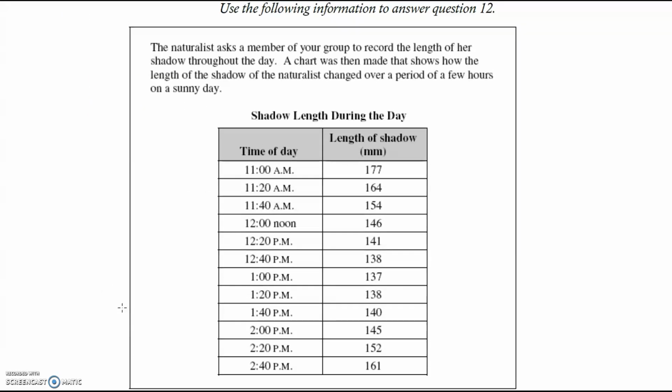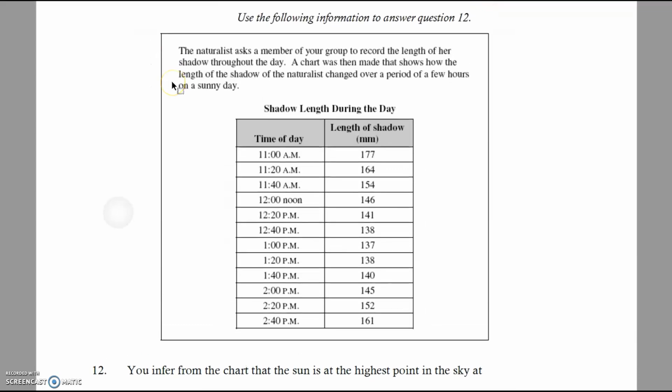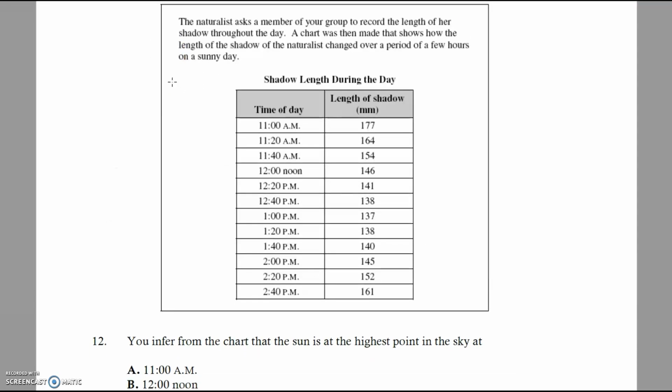Okay, use the following information to answer question 12. I'm just going to make this a little smaller. The naturalist asks a member of your group to record the length of her shadow throughout the day. A chart was then made that shows how the length of the shadow of the naturalist changed over a period of a few hours on a sunny day.